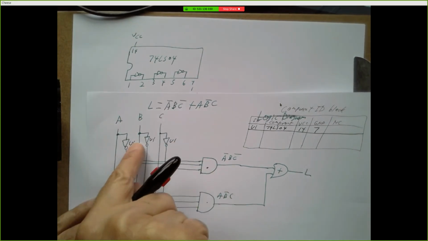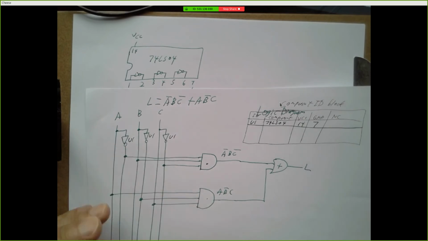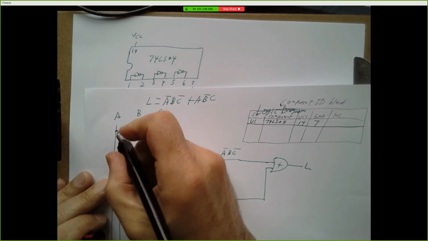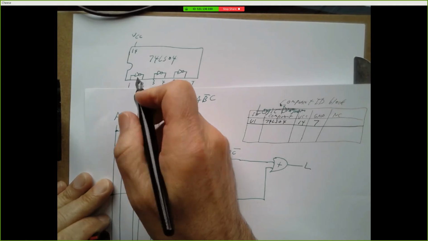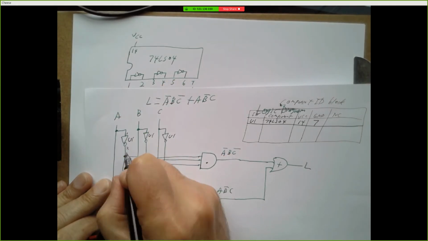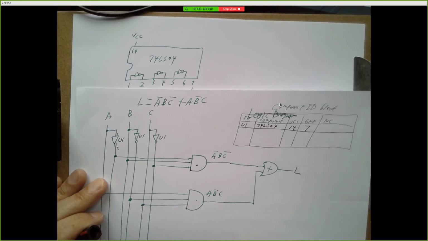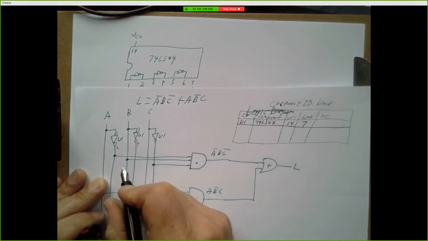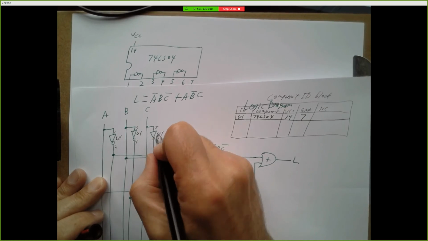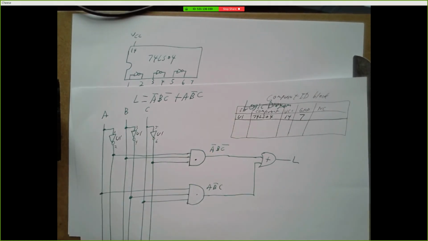I'm going to say let's feed A into pin 1. So I'm going to put a little 1 up here. And if I'm feeding into pin 1, the inverted output comes from pin 2. So this is going to be pin 2. And for B, maybe I'll go into pin 3 and I'll come out on 4. And for C, I'll go into pin 5 and I'll come out on 6.